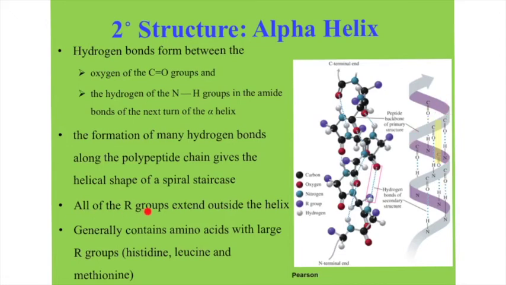Okay, if you look at the R groups, they're shown in purple. They're all sticking out on the outside of the helix. None of them are pointing towards the inside. So all of the R groups extend outside the helix, and the structures that develop an alpha helix usually have large R groups, such as histidine, leucine, and methionine.